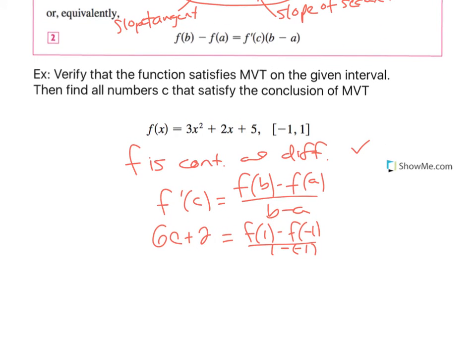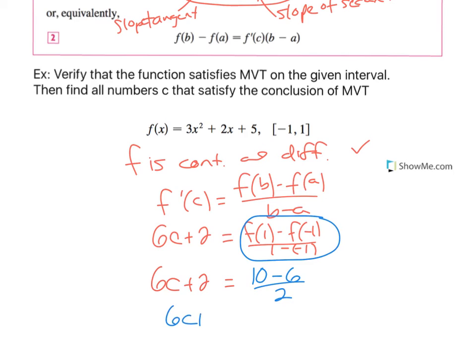And so on the left side, I still have 6c plus 2. But on the right side, we're going to get a numerical answer for this. And so if I sub in 1 for x, it looks like I get 10. If I sub in negative 1 for x, let's see, I get positive 3, minus 2 is 1, plus 5 is 6, over 1 minus a negative 1, which is 2. So I get 6c plus 2 equals 4 over 2, which is 2.